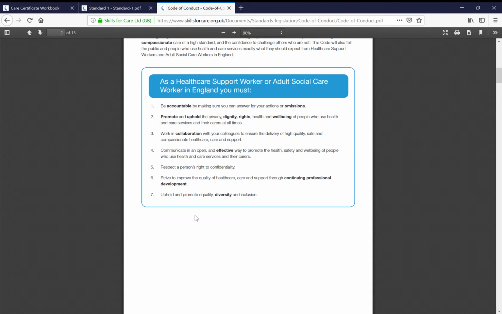Number 7, uphold and promote equality, diversity and inclusion. So what we're looking at here is that we're accepting other ways of life, and that we're considering that people do things differently, people might look differently, act differently, and we will treat them all the same but different. So we might give everybody medication, but we would do it in a slightly different way for each individual. We would follow our processes and procedures, but it might be that people like different things and they like it in different parts of the house or different times of the day or different drinks and things.